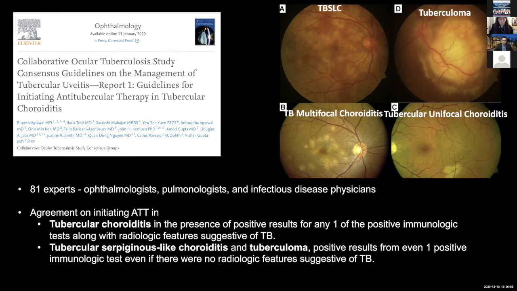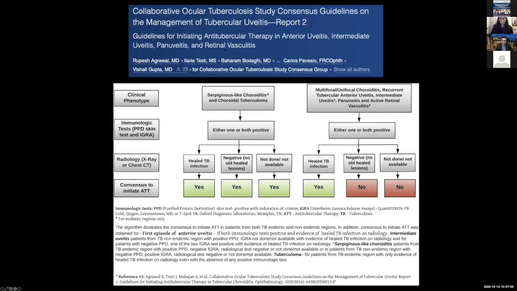They also looked at a similar kind of consensus agreement in patients who had anterior uveitis, intermediate uveitis, and panretinal vasculitis. And the general consensus in that cohort was that you required radiologic confirmation of evidence of tuberculosis to initiate treatment. If you had no radiologic confirmation or it was not performed, then there was no consensus achieved.